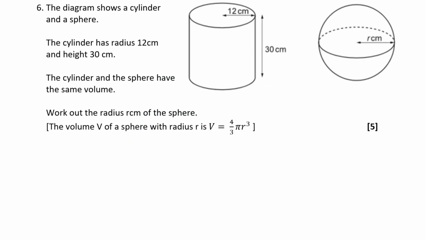Question 6. The diagram shows a cylinder and a sphere. The cylinder has a radius of 12 centimeters and a height of 30 centimeters, and the cylinder and the sphere have the same volume. Work out the radius r centimeters of the sphere. And we've been given the volume of a sphere formula handily, so we don't have to remember that. Okay, but they haven't given us the cylinder one, have they? Do you remember the volume of a cylinder formula?